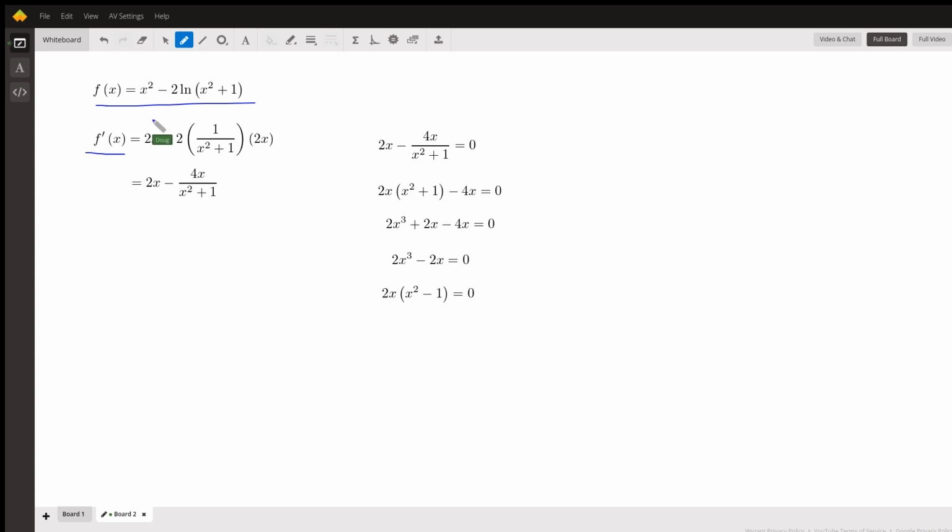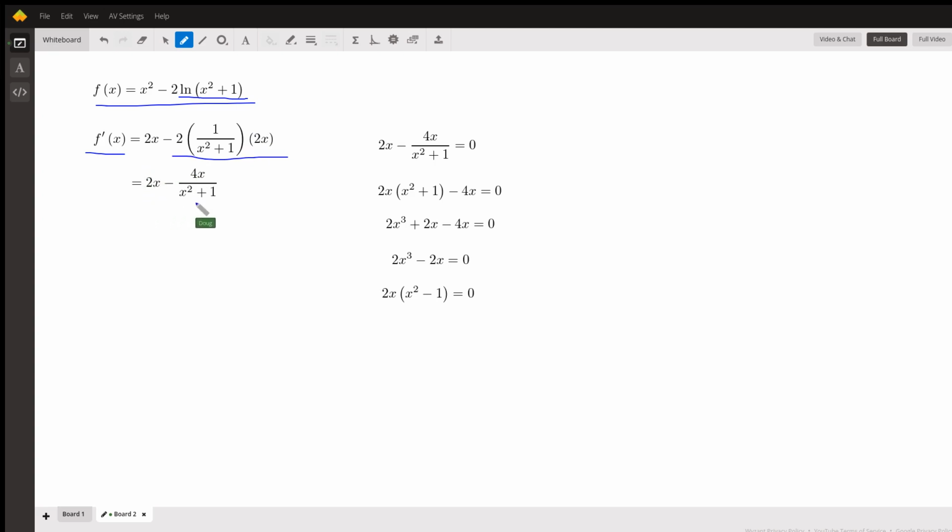To take the derivative, for the first term, the derivative is 2x. For this term, minus 2 times the derivative of ln of x squared plus 1, which is 1 over the quantity x squared plus 1, times the derivative of the inside, the chain rule. And this second term simplifies to minus 4x over x squared plus 1.